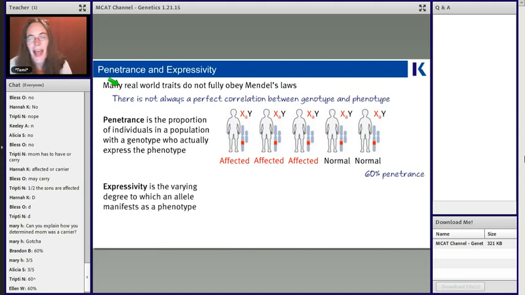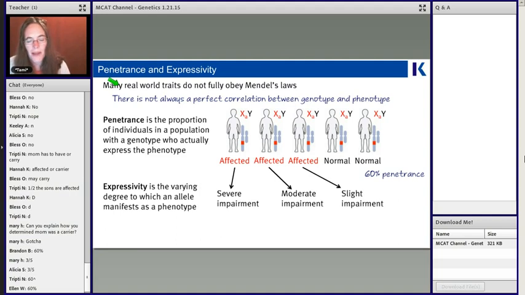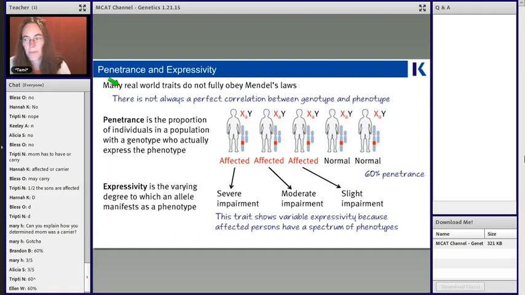Expressivity is how much you express it, to what degree. So if I take my 3 affected males, they may not have the same expressivity. One may be severe, one may be moderate, and one may be very, very slight. This is called variable expressivity. They may not always be the same. There is a spectrum of phenotypes here, a nice spectrum of phenotypes. All right, know the difference between those two.